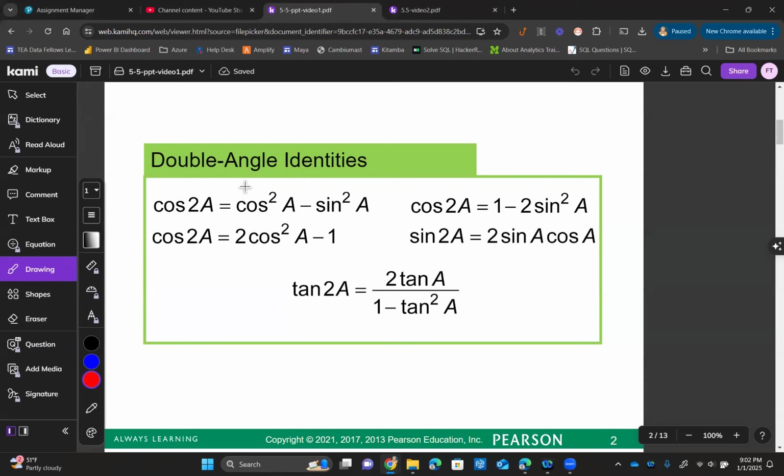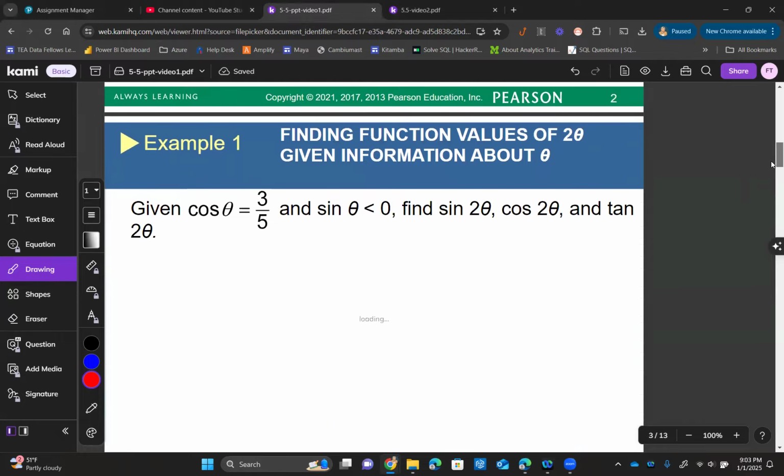As you can see on this chart, for cosine of 2A, we actually have 3 formulas, while we have only 1 formula for the other 2 ones. It's because using the Pythagorean identities, you can replace the cosine squared A as 1 minus sine squared A and combine the like terms, and cosine of 2A can also be calculated just using 1 minus 2 sine squared A. Or if you have access only to cosine of angle A, you can calculate the cosine of 2A by calculating 2 cosine squared A minus 1. This slide shows us the double angle identities.